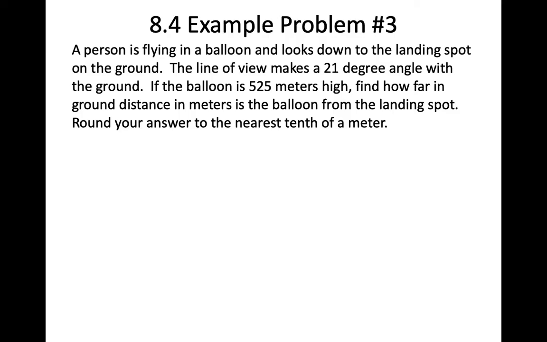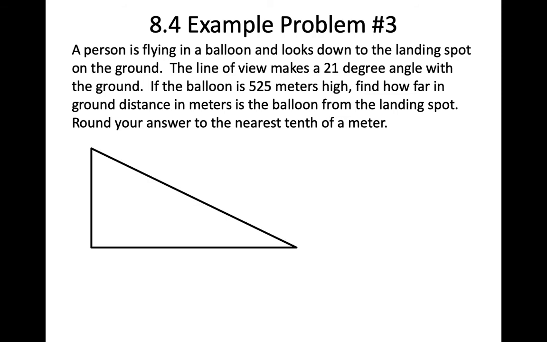Let's do another problem, example problem number 3. A person is flying in a balloon and looks down to the landing spot on the ground. So we can draw that. There's the balloon, there's the landing spot. The line of sight makes a 21-degree angle with the ground. So there's the line of sight, and it makes a 21-degree angle with the ground.